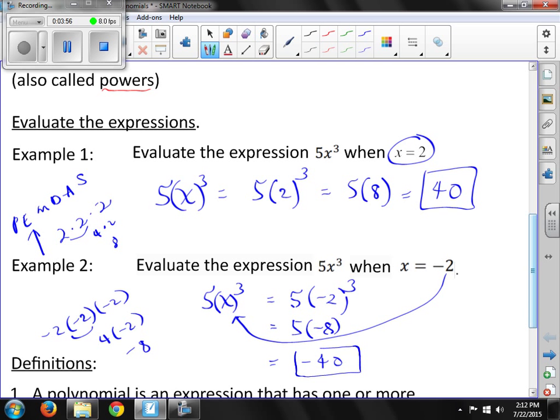And you see the answer is different. You have to make sure you're dealing with the negative. When you plug in positive 2, the answer is positive 40. When you plug in negative 2, the answer is negative 40. That's because we raised to an odd power. When you raise a negative number to an odd power, it's going to turn out to be negative.